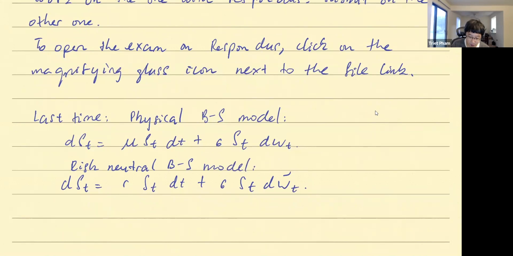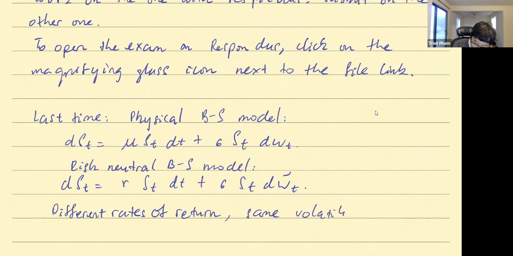So the two differences: one is the rate of return here is R, and the rate of return there is mu. Notice they have the same sigma, the same volatility. So different rates of return, but same volatility. This is quite important.